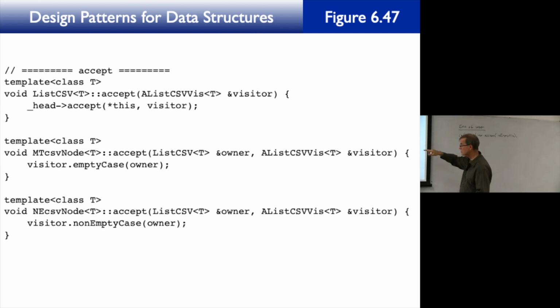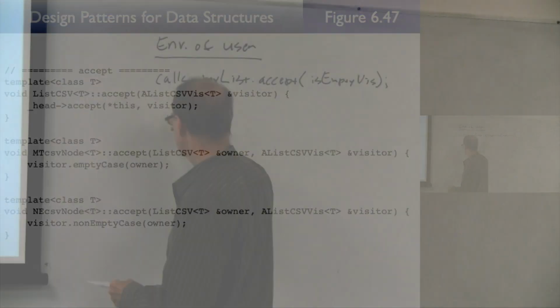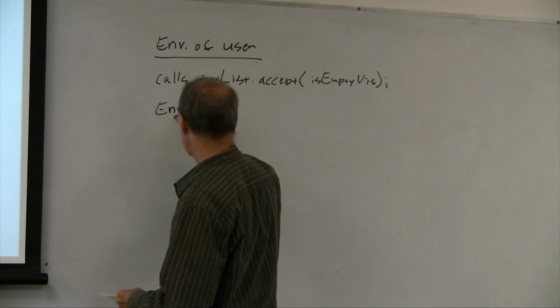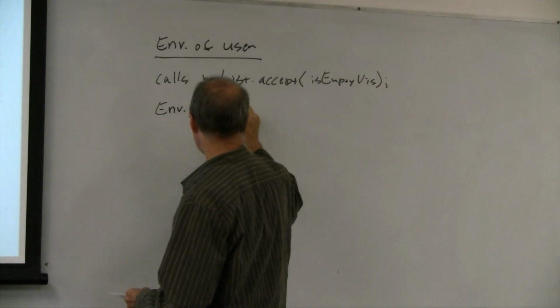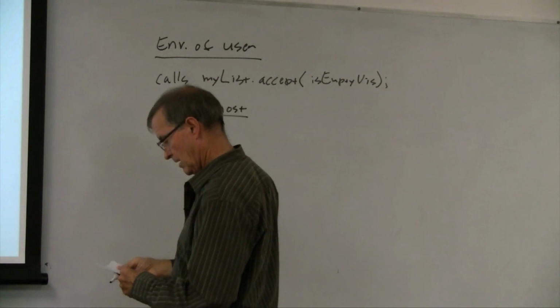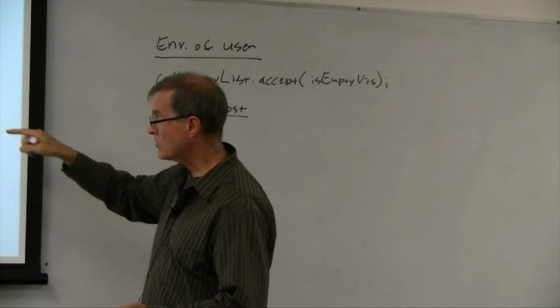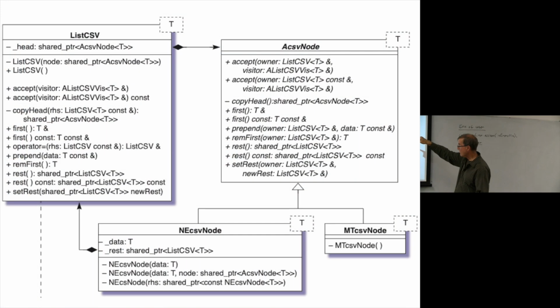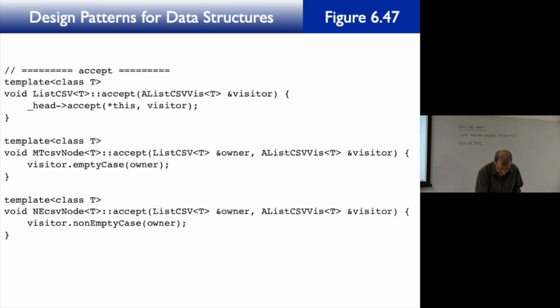Are you with me? So when we make this call, that takes us from the environment of the user to the environment of the host, right? So that puts us in the environment of the host. Now we are executing accept, right? But now we saw the code for accept. Look, here's the code for accept.